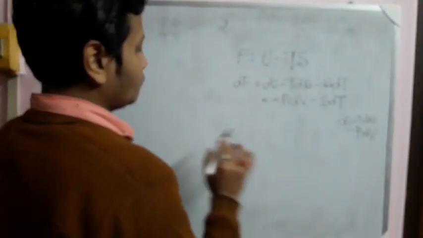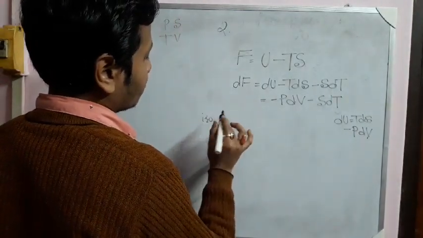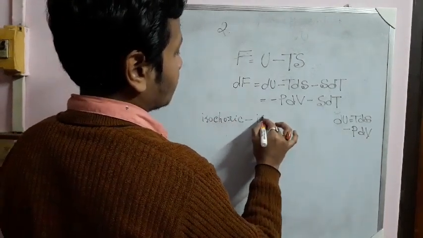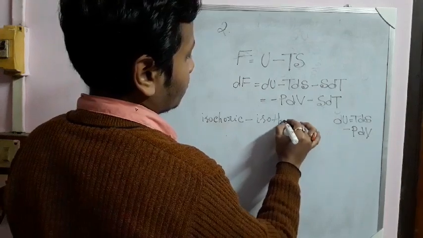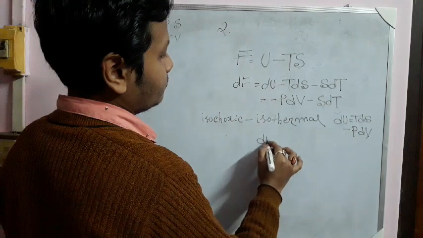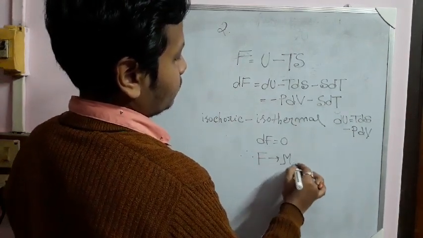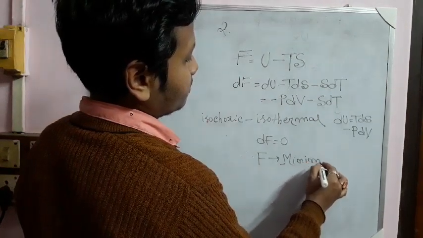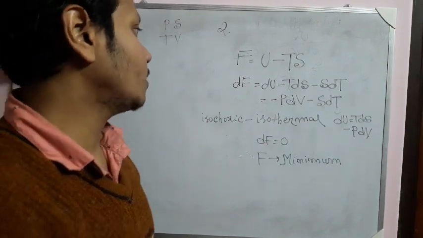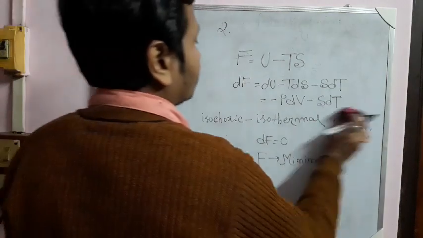And again, if you choose a certain process that is isochoric isothermal, then dF will be 0. So F tends to a minimum. So we see that under this specified condition, the Helmholtz free energy tends to become minimum. Okay, so that we can write easily.